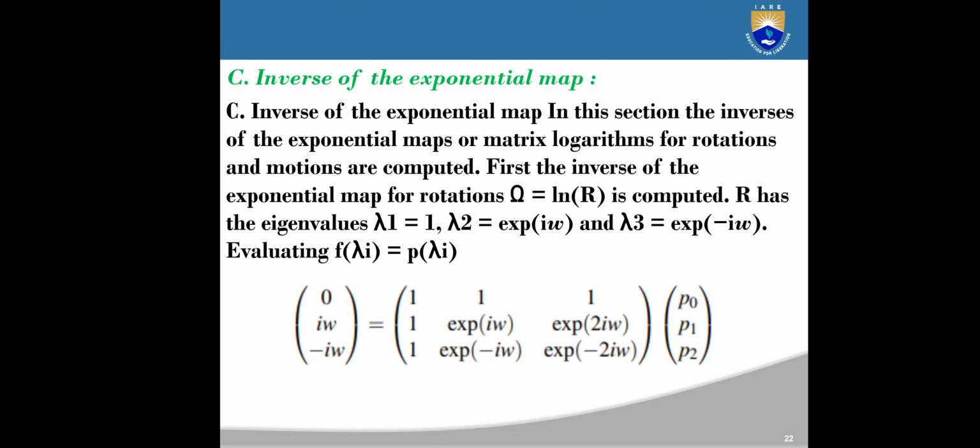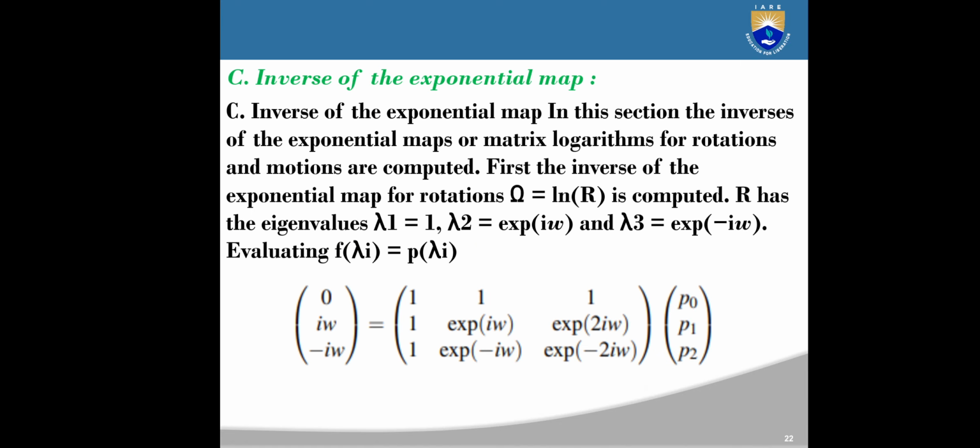Inverse of exponential map. In this section, the inverse of the exponential map, or matrix logarithms, for rotation and motions are computed. First, the inverse of exponential map for rotations is computed. R has eigenvalues lambda 1 is equal to 1, lambda 2 is equal to exponential of i omega, and lambda 3 is equal to exponential of minus i omega.